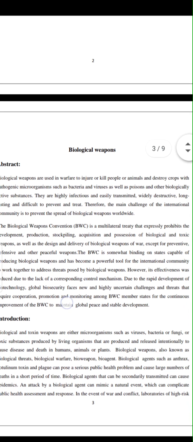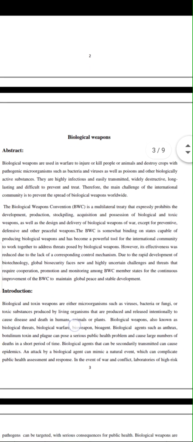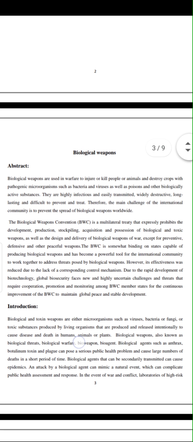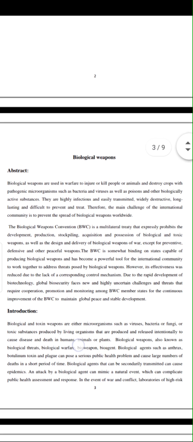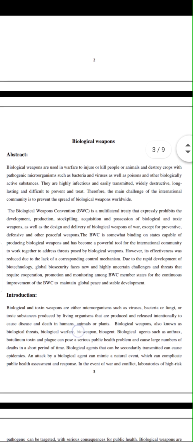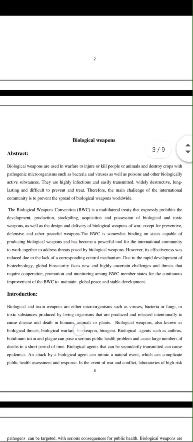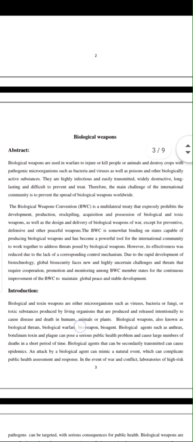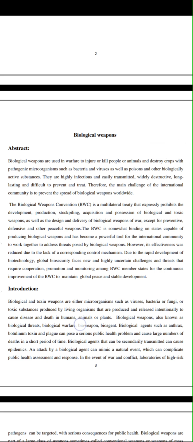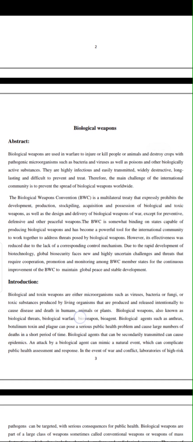Basically, biological weapons are used in warfare as agents to injure or kill people or animals, and further they are used to destroy crops with their pathogenic microorganisms such as bacteria and viruses, as well as other biologically active substances. Biological weapons are long lasting, and it's difficult to prevent and treat them. They can be easily transmitted, they are highly infectious, and the basic challenge of the international community is to prevent the spread of biological weapons worldwide.